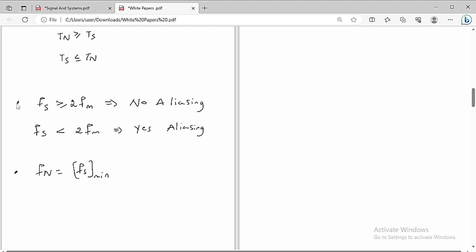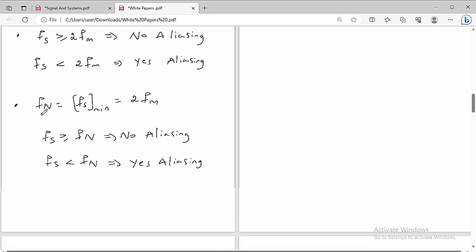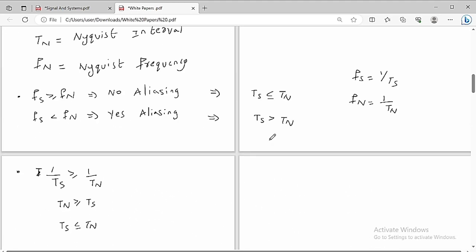So therefore, you can write like this. What is Fs minimum? Just 2 times Fm. So in terms of Nyquist frequency, you can write Fs is greater than or equal to Fn for no aliasing. If you want aliasing, Fs is less than Fn. If you want aliasing, you have to go for this condition. Then, you know Fs is equal to 1 by Ts, and Fn is equal to 1 by Tn. From this, Ts is less than or equal to Tn, and Ts is greater than Tn for aliasing. So this is the conclusion. Same thing I have told you.